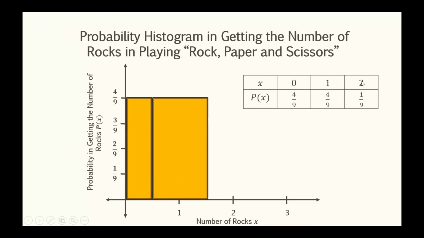And then if x is equal to 2, its height or the probability of that is 1 over 9. So you will be starting from the midpoint of 1 and 2 up to the midpoint of 2 and 3. So now, this is the probability histogram in getting the number of rocks in playing rock, paper, and scissors.